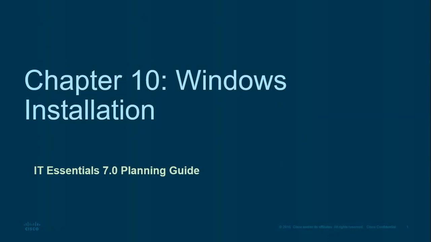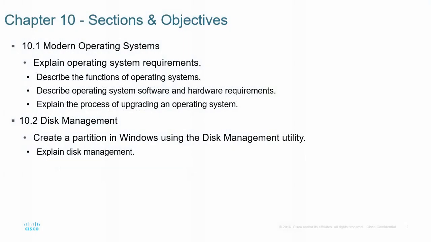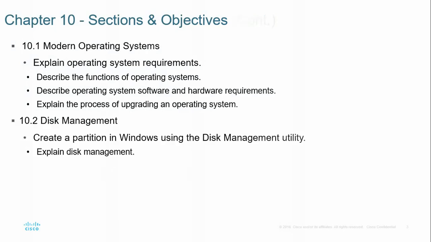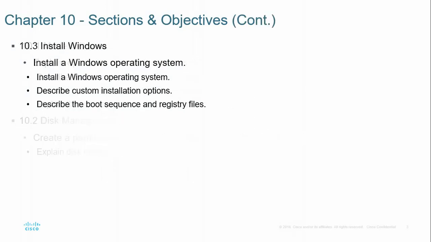This is chapter 10, Windows Installation. In this chapter we are going to discuss three sections: 10.1 Modern Operating System, 10.2 Disk Management, and 10.3 Windows Installation. So we will cover how to install the Windows 10 operating system, and we will also be discussing the modern operating system and what is meant by disk management.